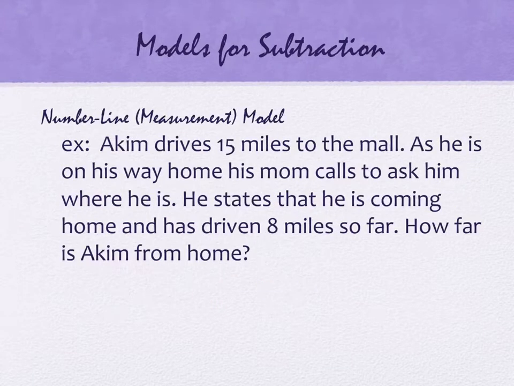Last model. Our last model is the measurement model. And the measurement model could take on any of the other three forms. So it could be a takeaway model, it could be a missing add-ins model, or it could be a comparison model, but it's always a measurement of objects. So it's like feet, or cups, or quarts, or degrees, okay, miles, those kinds of things.